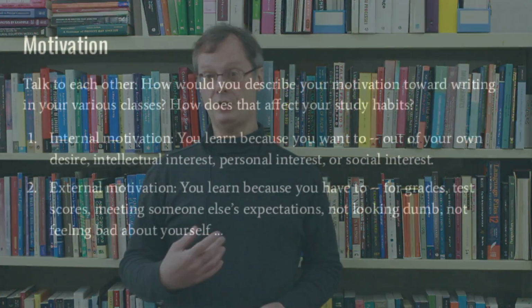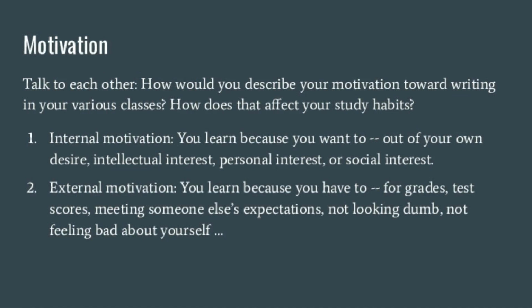Okay, so let me just go through the types of motivation again. There's internal motivation, you learn because you want to. There's external motivation, you learn because you have to. And actually, perfectionism is kind of an extreme type of external motivation. You're motivated by meeting someone's expectations. It might be someone else's expectations, it often is.